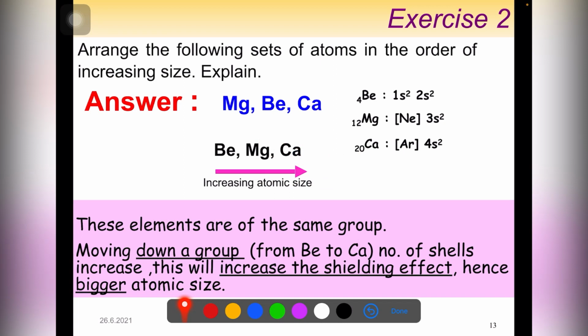These elements are in the same group, group 2. Moving down a group, you can see that the number of shells increases. This one has 2 shells, this one 3, and this one 4. This increases the shielding effect, hence the bigger atomic size.